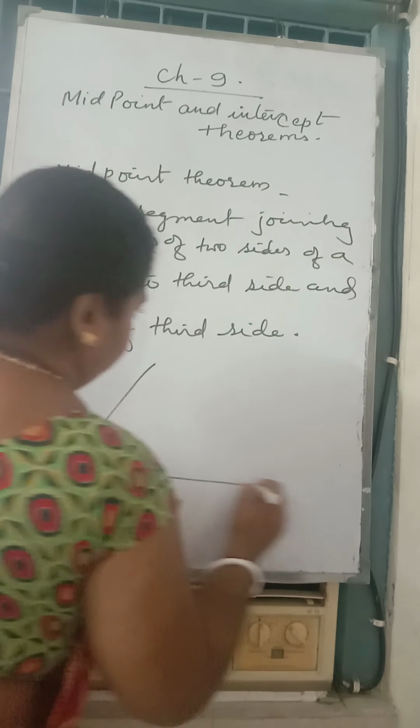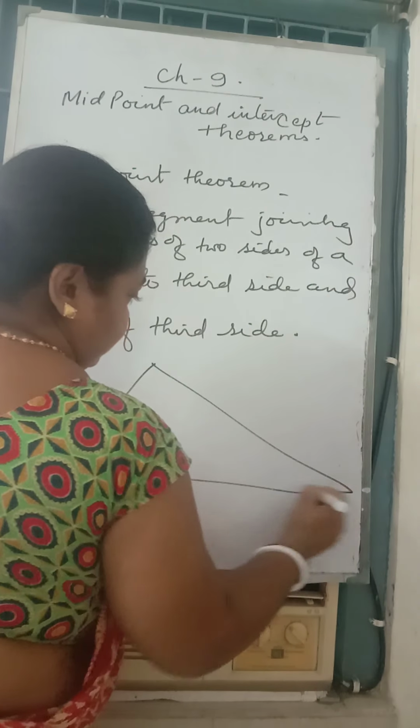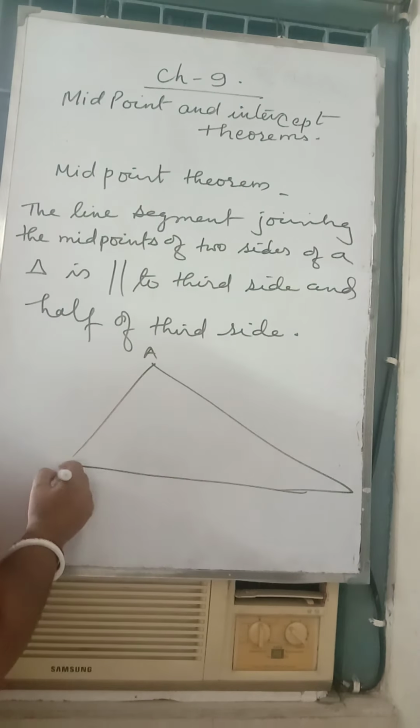Just if you take triangle, maybe ABC, F is a midpoint of AB and E is a midpoint of AC, then the line joining FE is parallel to BC and this FE will be half of BC. This is the rule.